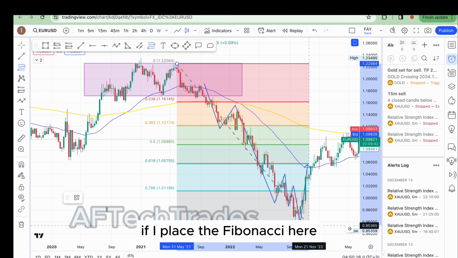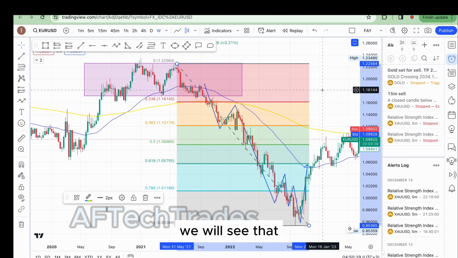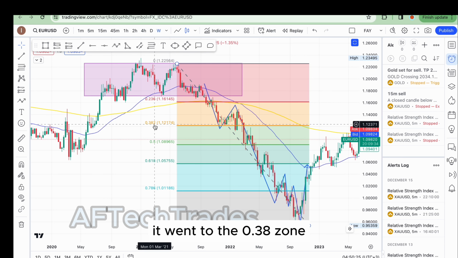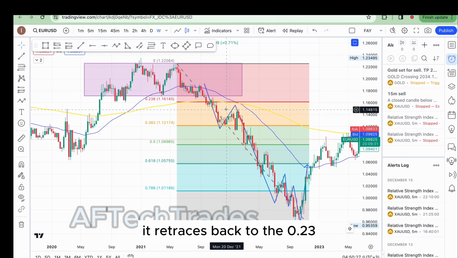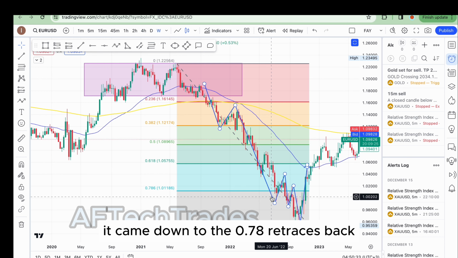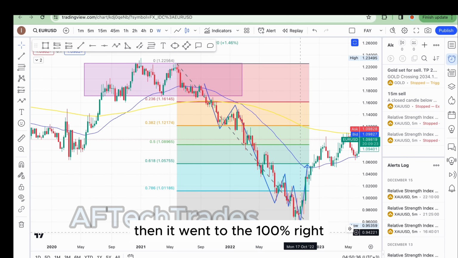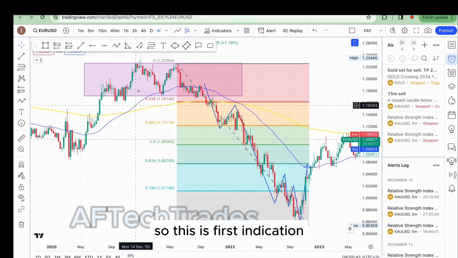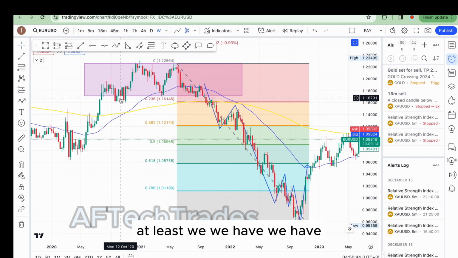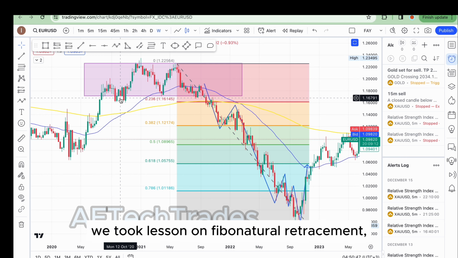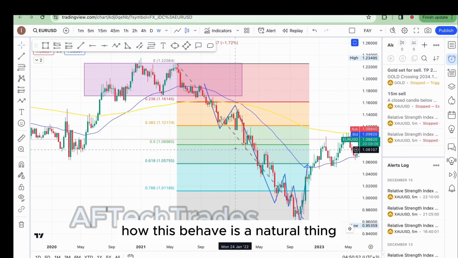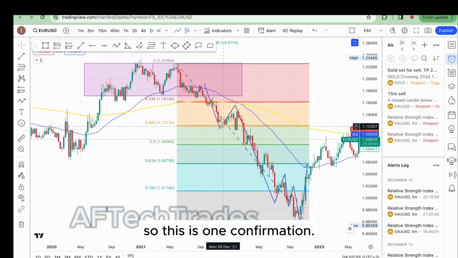If I place the Fibonacci here, we will see that when this breakout happened, it went to the 0.38 zone, it retraces back to the 0.23, it came down to the 0.78, retraces back, then it went to the 100%, right? So this is the first indication, at least we took a lesson on Fibonacci retracement. You can also go back to watch that video to understand how this behaves. It is a natural thing. So this is one confirmation.